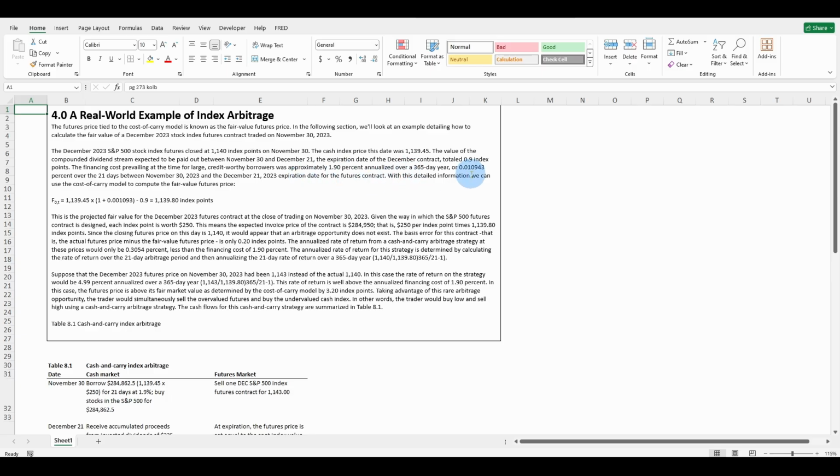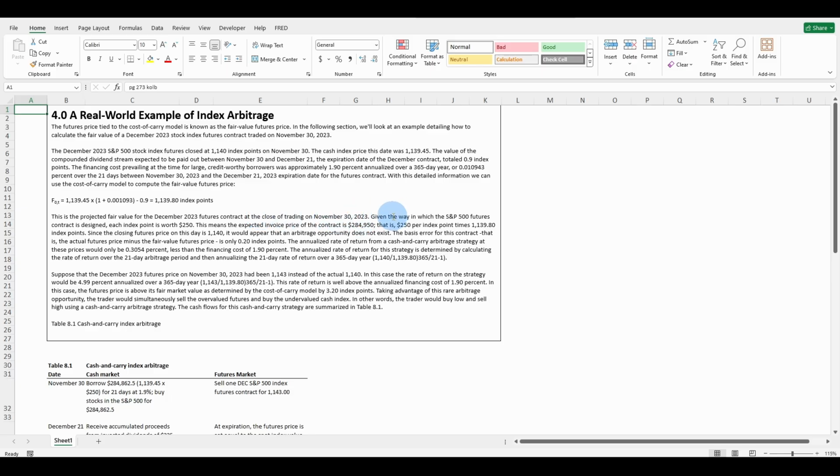With this detailed information, we can use the cost to carry model to compute the fair value for future prices. 1139.45 times 1 plus 0.001093 minus 0.9 equals 1139.80 index points. This is the projected fair value for the December 2023 futures contract at the close of trading on November 30, 2023.